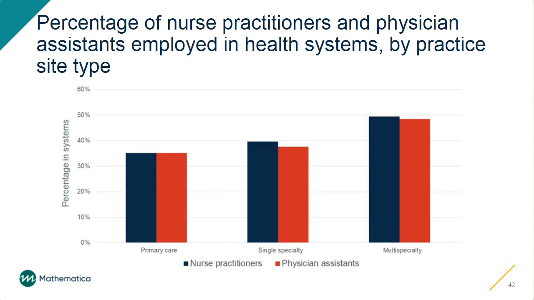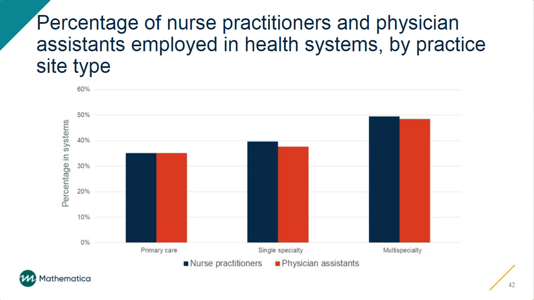Okay, so now looking at the results here, among NPs and PAs employed in medical practice sites, system affiliation is more common for those in multi-specialty practices, so that's roughly 50%, compared to those in single specialty practices, which would be just under 40%, and those in primary care practices, which would be the lowest of these three groups, which is roughly 35%. So some interesting variation here.